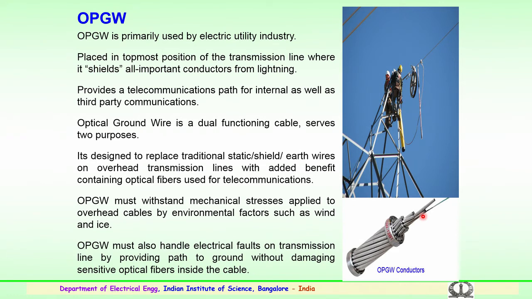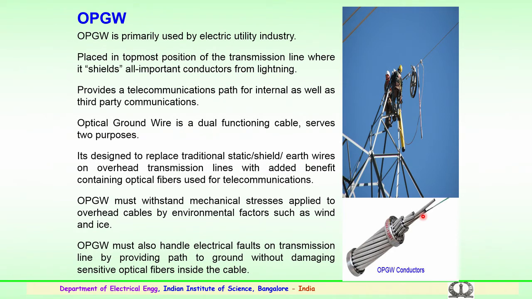So, the optical ground wire must withstand mechanical stresses because it is embedded in the conductor. It has to be able to withstand the mechanical stresses which are generally applied to overhead conductors or cables, and also the environmental factors such as wind, ice loading and other contamination effects.